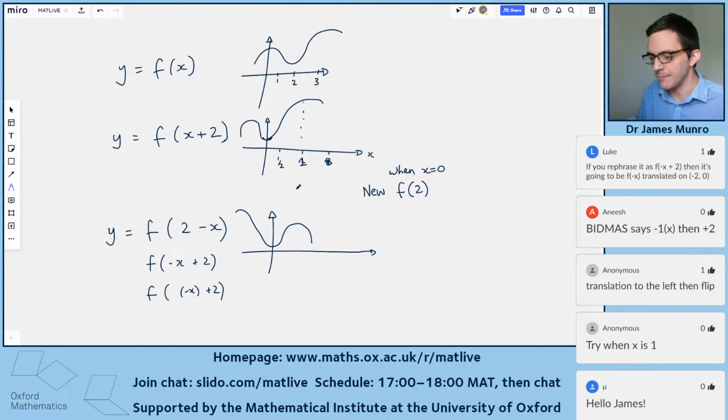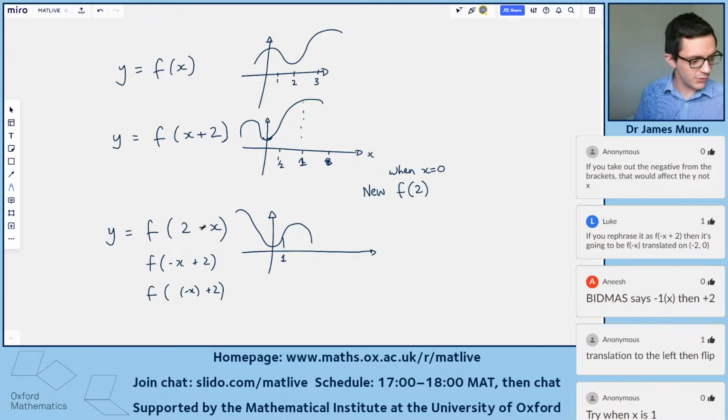Okay. And some people have suggested that all of these are just a reflection in the line x equals 1. Brilliant. Okay. Reflections in the line x equals 1 are not on the MAT syllabus, but you can build them like this by doing something like that. Okay. Seems good. People have given me great suggestions for what to do.